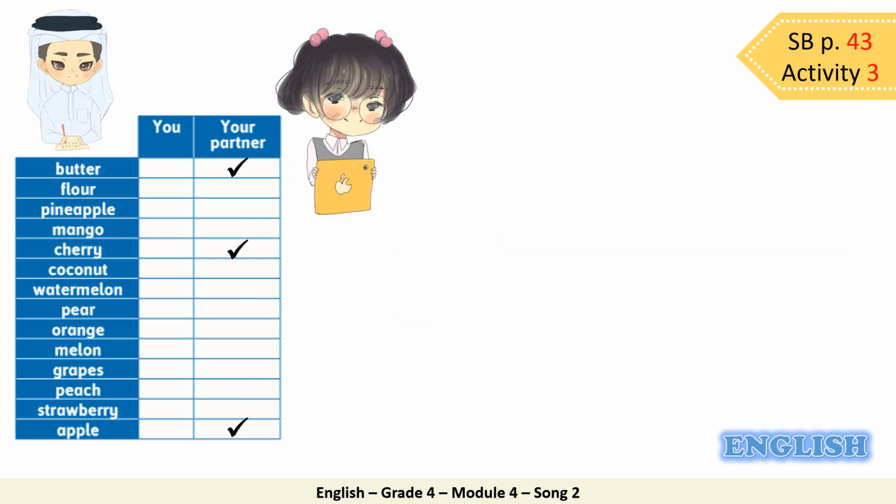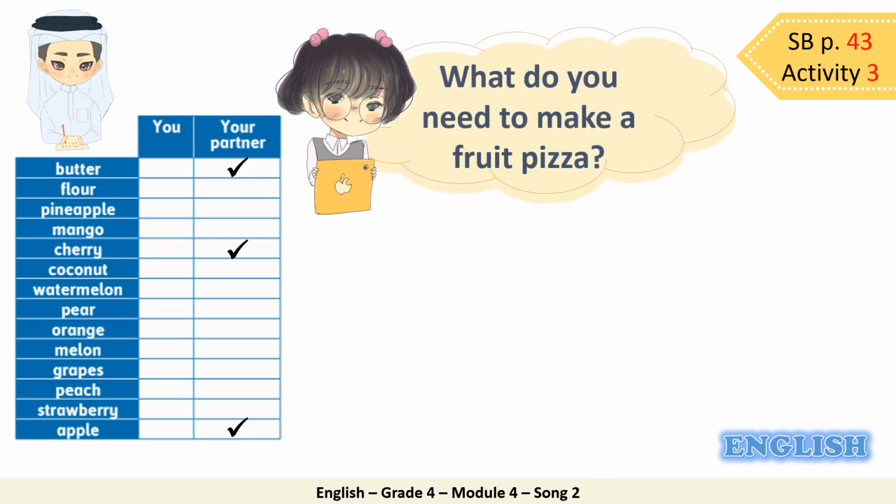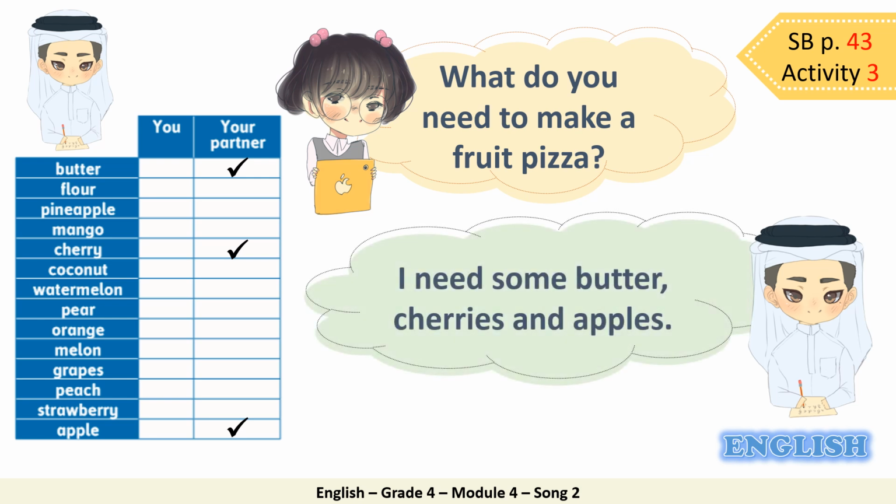Now it's Noor's turn to ask Ahmed. Read the question with me. What do you need to make a fruit pizza? And Ahmed would answer, look at the table. Where is the tick? It's on butter, cherry, and apple. So he would say, I need some butter, cherries, and apples.